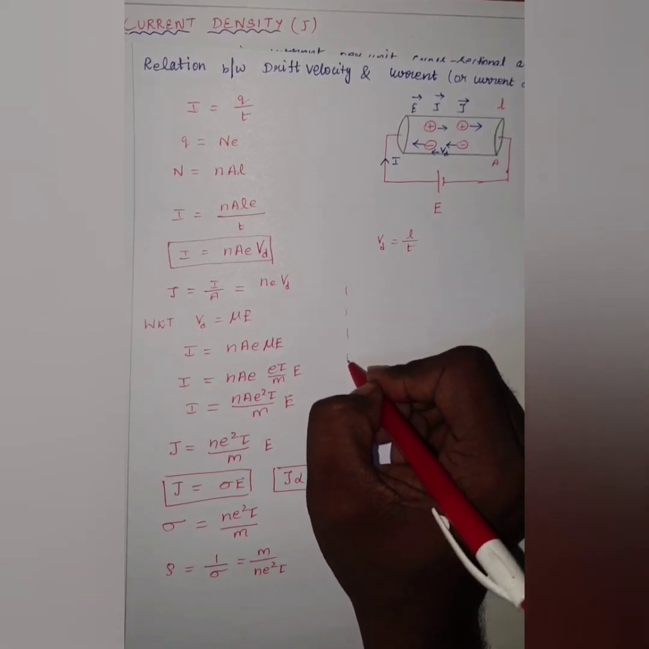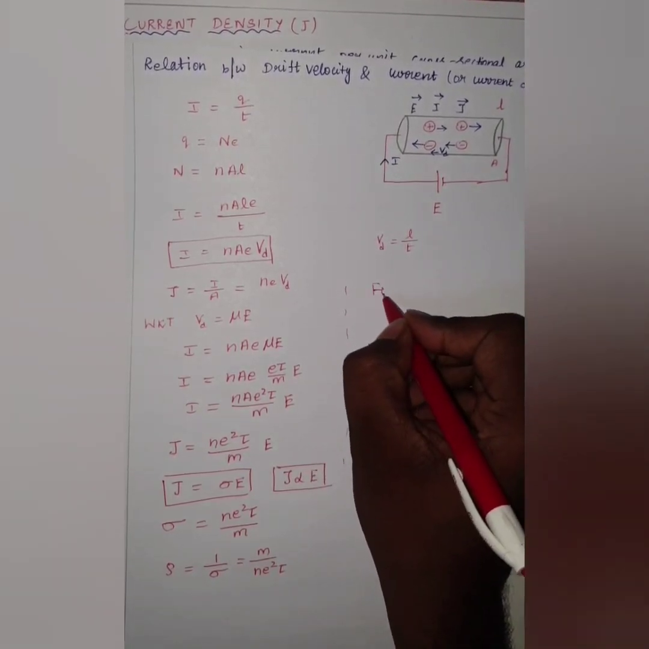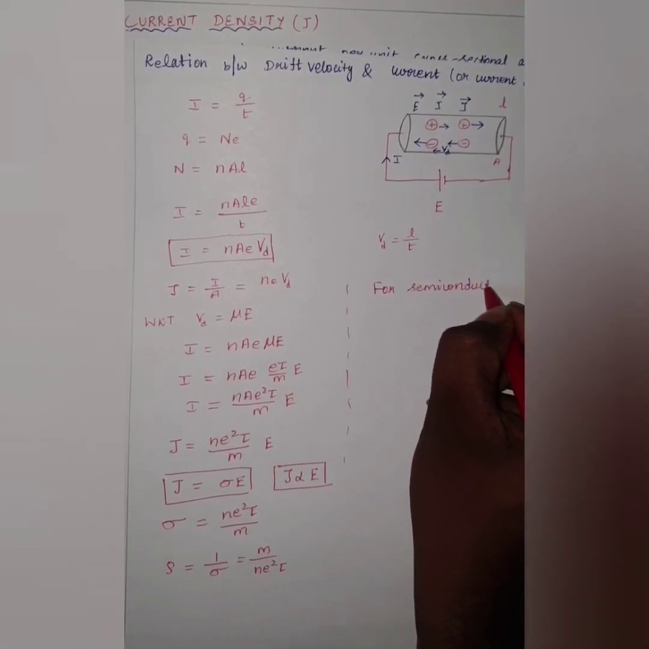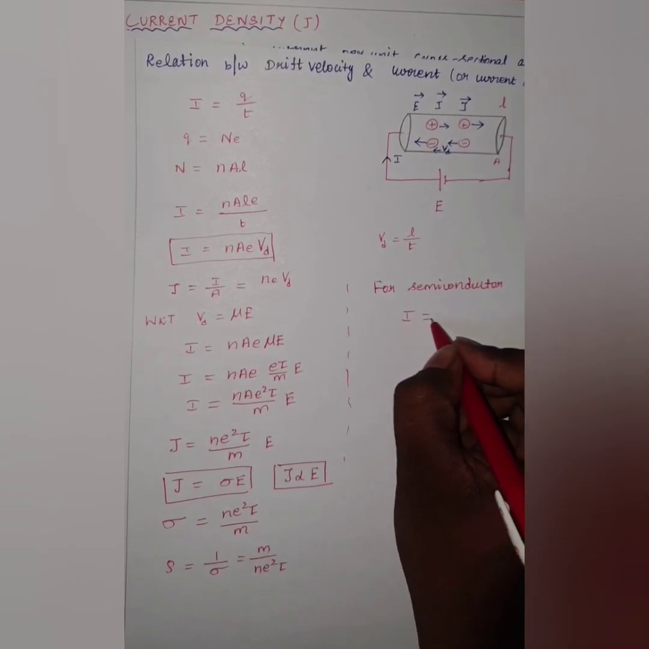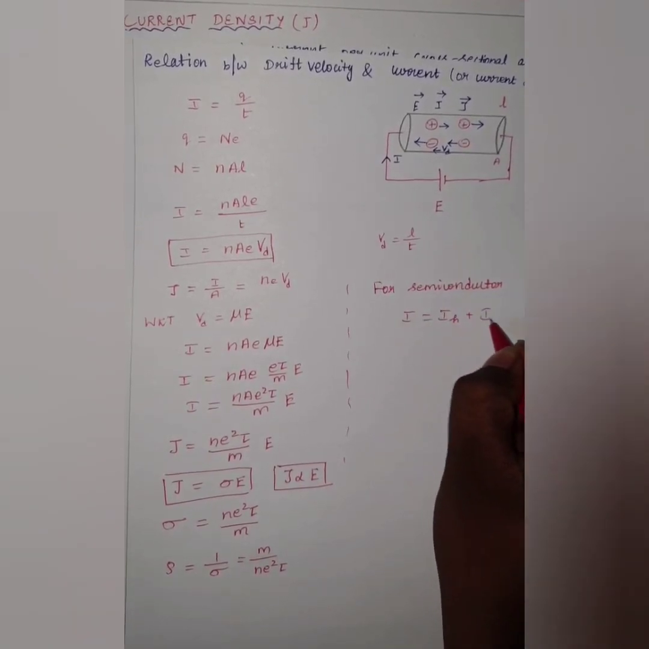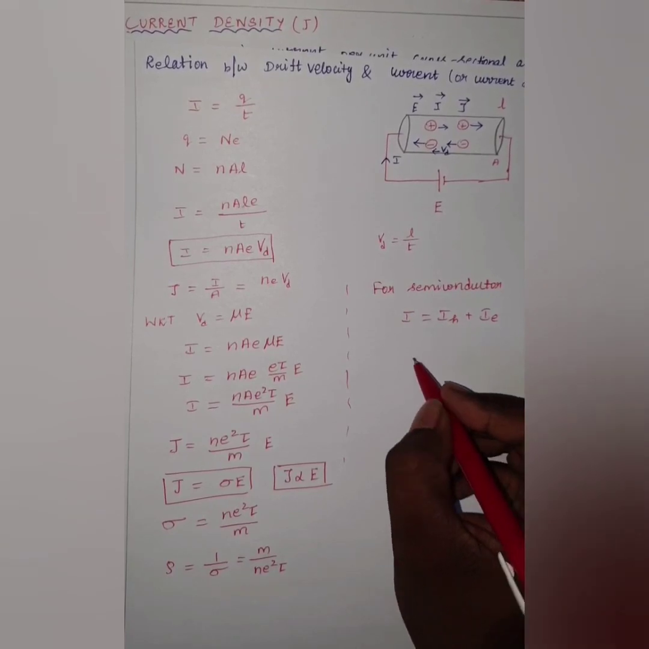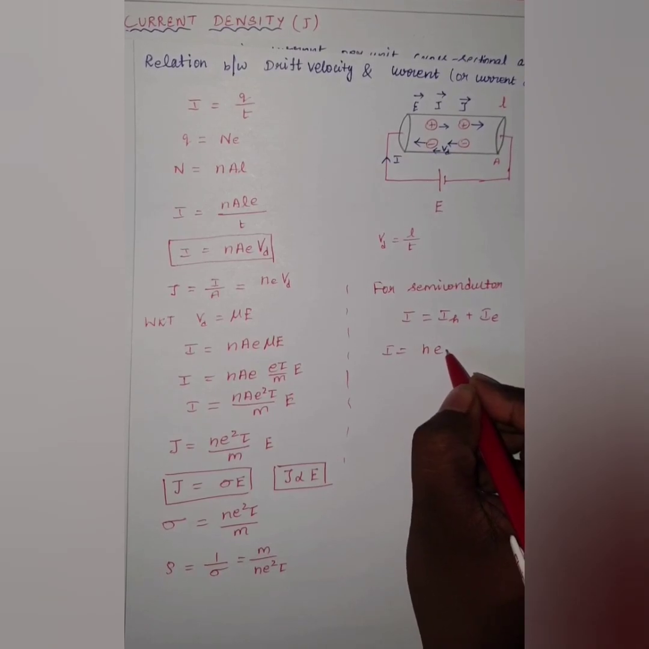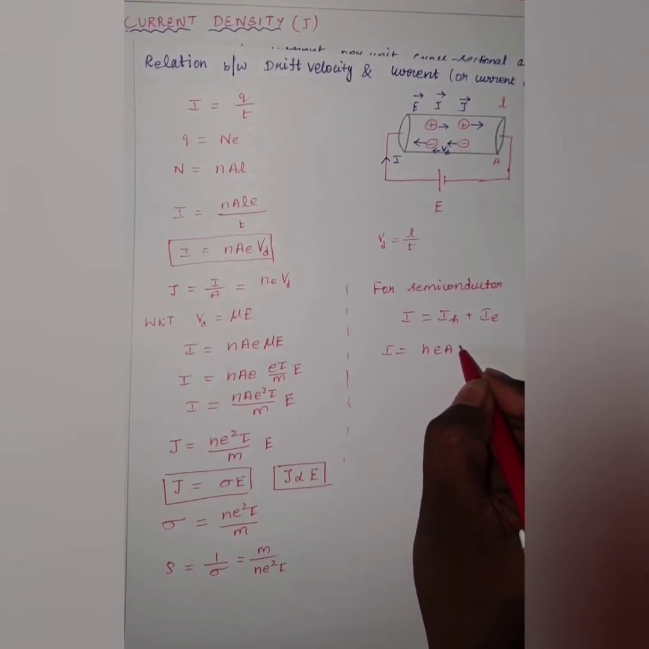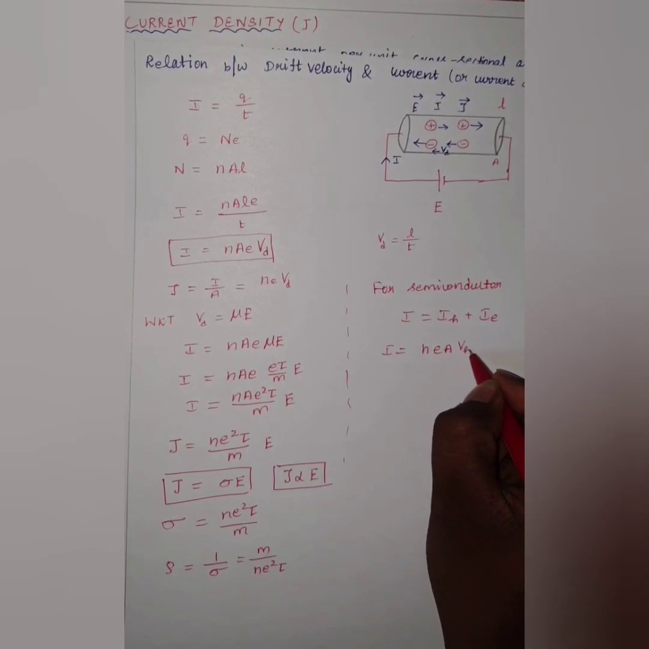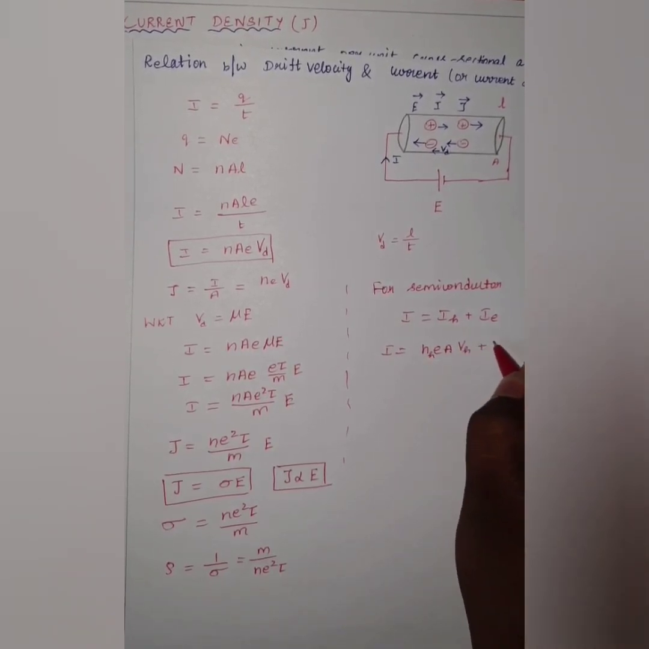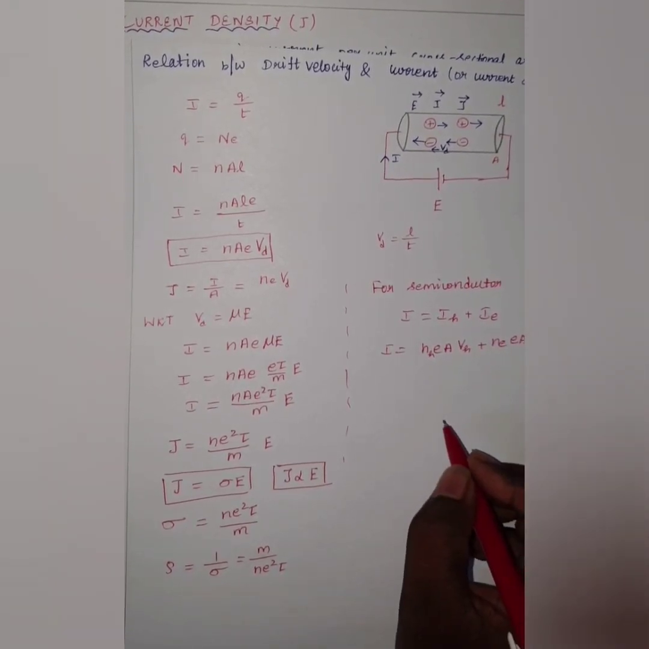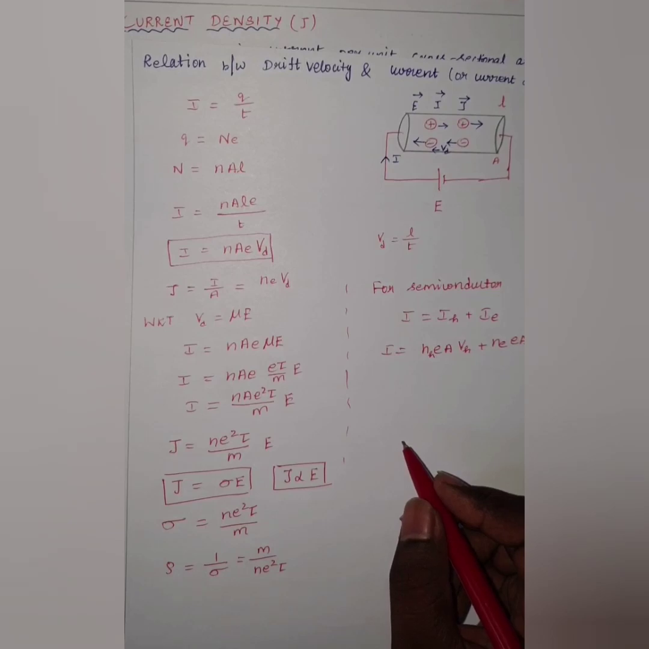Next we relate this to the semiconductor. In a semiconductor, the current is due to both electrons and holes. So I is equal to I_h plus I_e. I_h is the number of holes times e times A times the velocity of holes, Vh. Similarly, I_e is the number of electrons times e times A times the velocity of electrons. This is the basic formula you are supposed to use for a semiconductor.